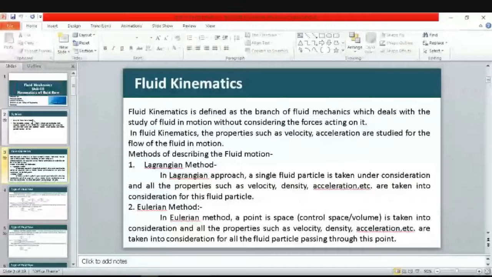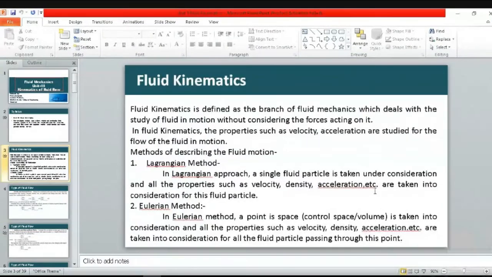In Lagrangian method, a single fluid particle is taken into consideration for study, and the different properties such as velocity, acceleration, density are determined, and it is assumed as the property of the entire fluid flow. Okay, it is not an accurate method. And second is Eulerian method. So in Eulerian method, a particular point in space, okay, which can be a control space or control volume, is taken into consideration, and study is made on all the different fluid particles entering and leaving the control volume. Okay, and the properties are determined, and that is assumed as the property of the entire fluid.